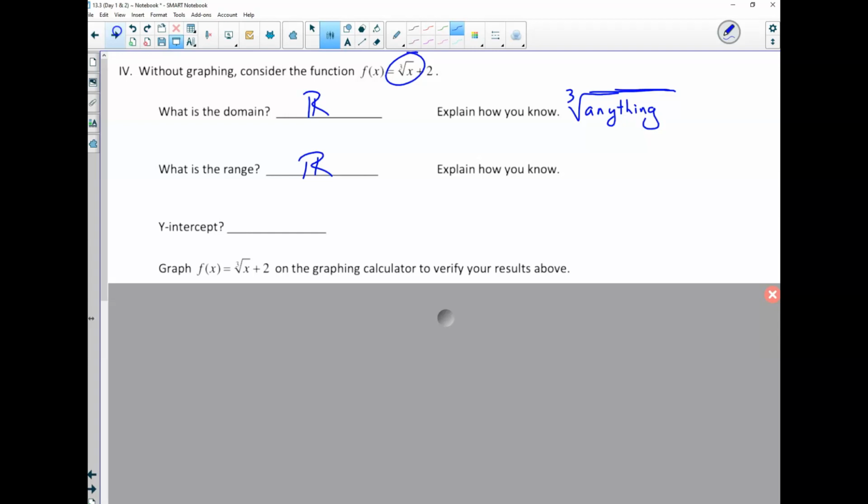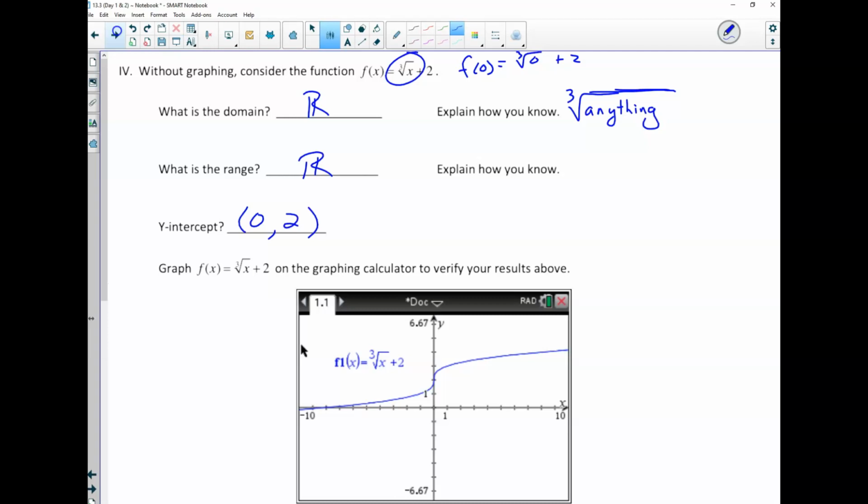What is my y-intercept? When I put 0 in for x, what is f of 0? Well, that's the cubed root of 0 plus 2. Looks like that's going to output 2. Okay? Check it out. Did it work? Sure looks good to me. Okay, you're just graphing these, and we're graphing our cubed roots and moving up and moving down.